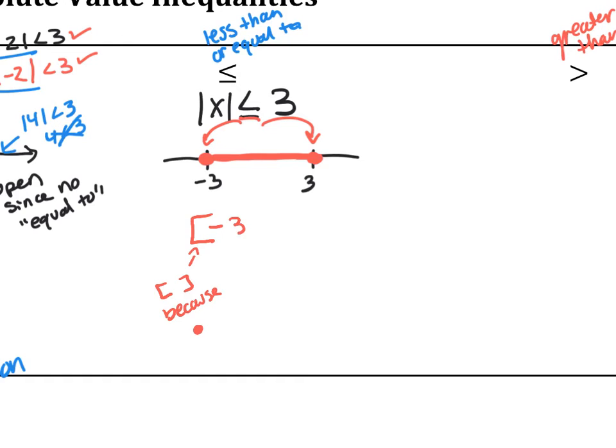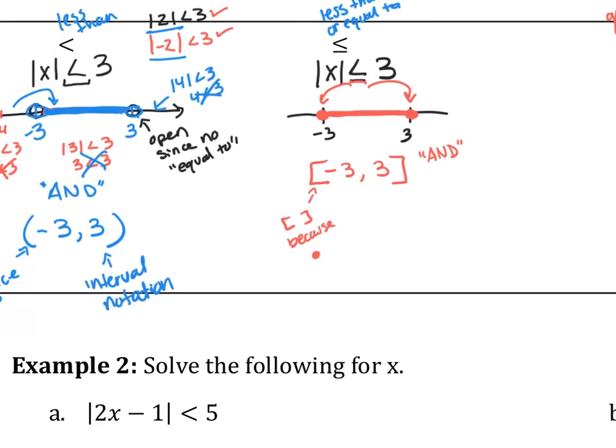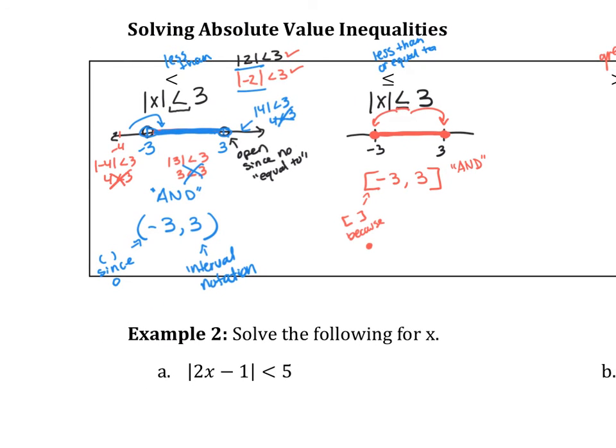And it goes from -3 to +3. And it's the and, between -3 and 3. Just one interval. Okay, so both of these have only one interval when it's less than or equal to.